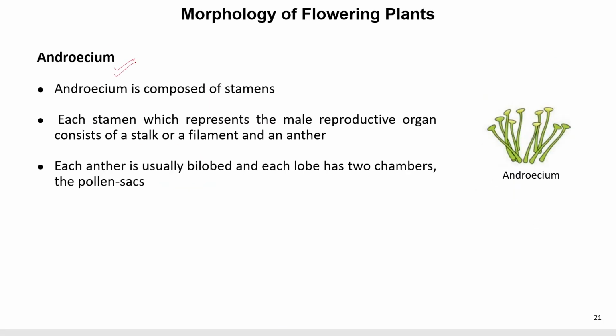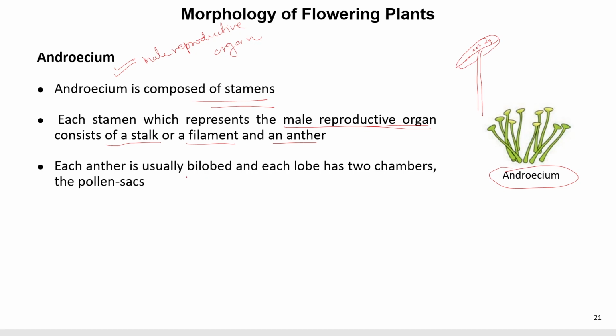Now, androecium, male reproductive organ. Male reproductive organ of the flower. It is composed of stamens. And each stamen, which represents the male reproductive organ, consists of a stalk or a filament and the anther. So this is androecium. Androecium consists of many stamens. Now if we study one stamen, then it will have a filament and the anther is attached to it. Now inside the anther, they have pollen grains.